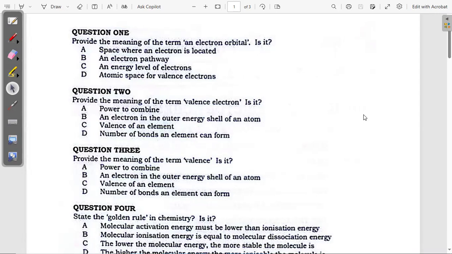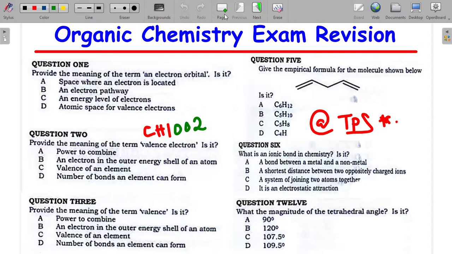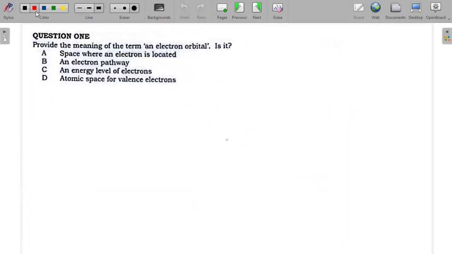Today we'll be looking at chemistry quiz 2, and we'll be answering the questions so that we can revise for the exams. Quiz 2 had 20 multiple choice questions on organic chemistry, so we're going to try to revise all those questions. We start from question 1, which is this one here.